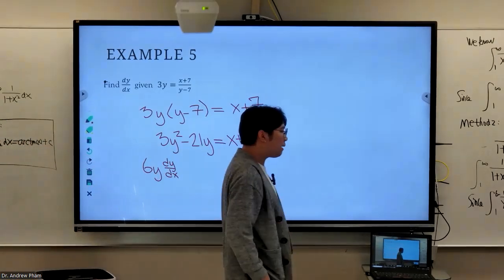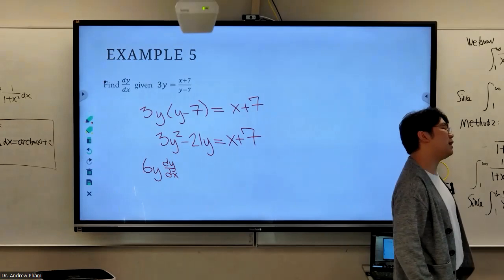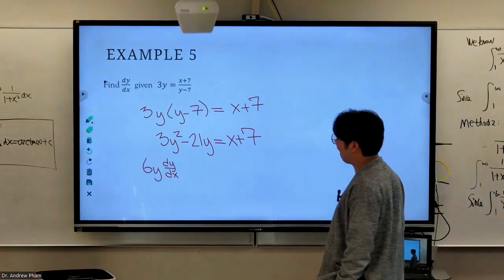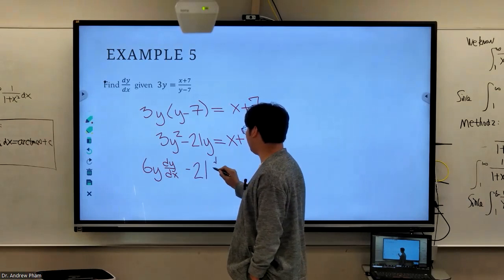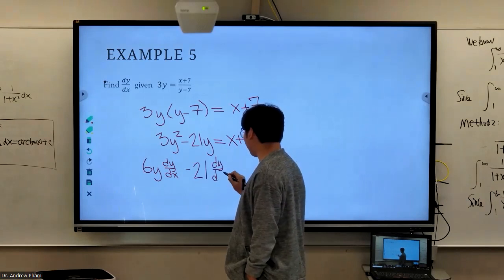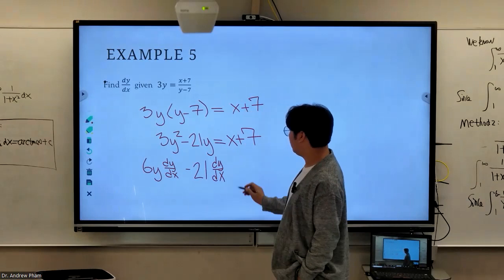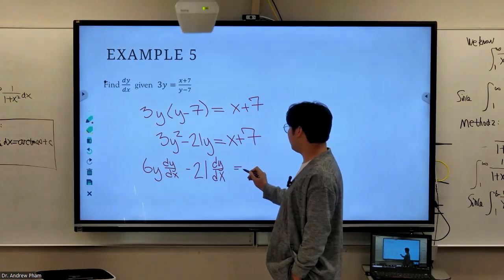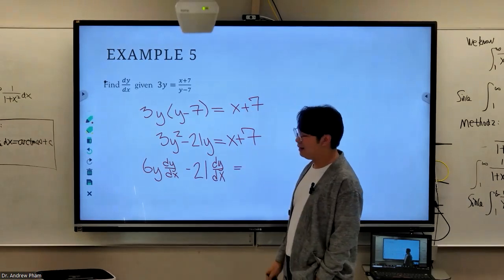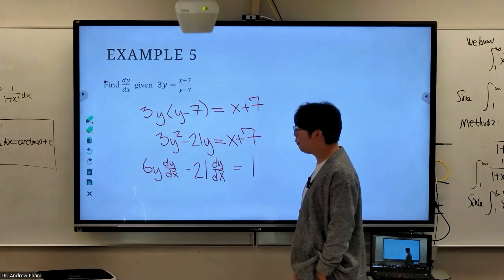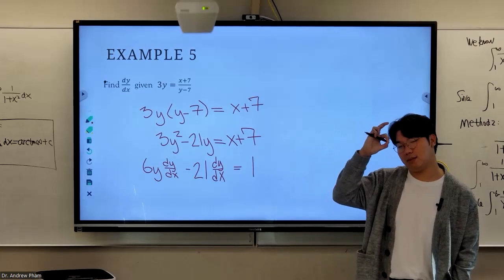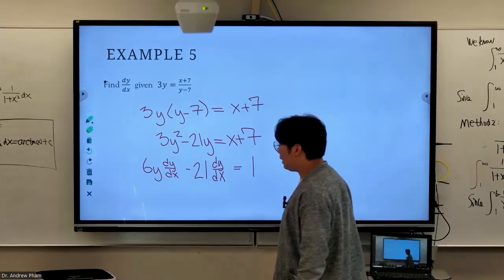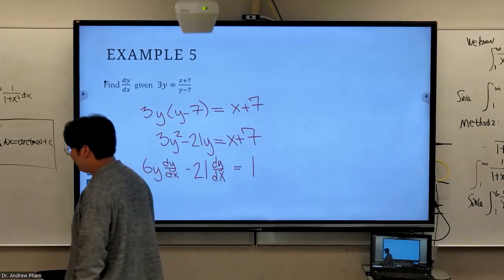All right, what about the next part? What's the derivative of negative 21y? Yeah, we just have minus 21 dy dx. And then this is equal to, what's the derivative of the whole right side? Nice, we have a 1. Derivative of x is 1, derivative of 7, we got a 0. So I just did my implicit differentiation.